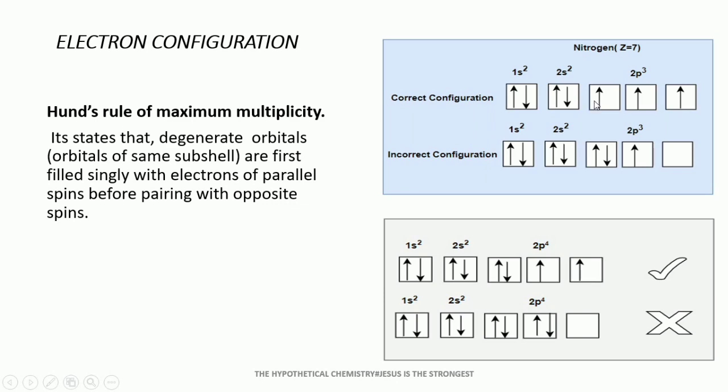Not that you fill the first, you give the first spin up and then spin down before coming to the second. No, that is wrong. Like in this case, this is an incorrect configuration because of what happened here. This electron spinning down here should have come here spinning up as well, like this, to make the configuration correct. So that is why this is correct and this one is an incorrect configuration.